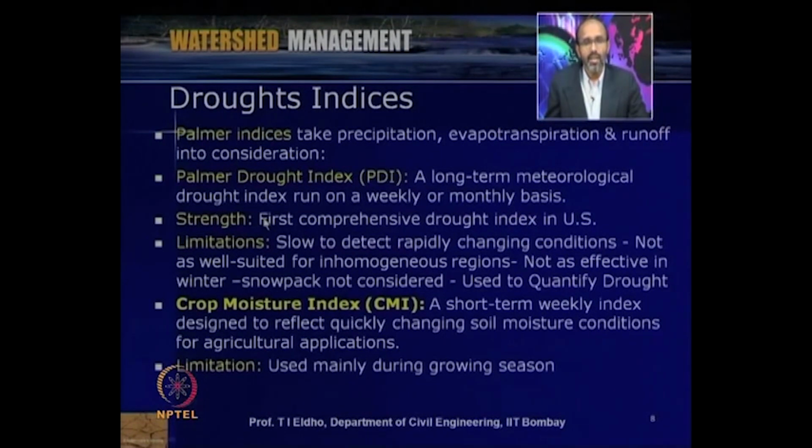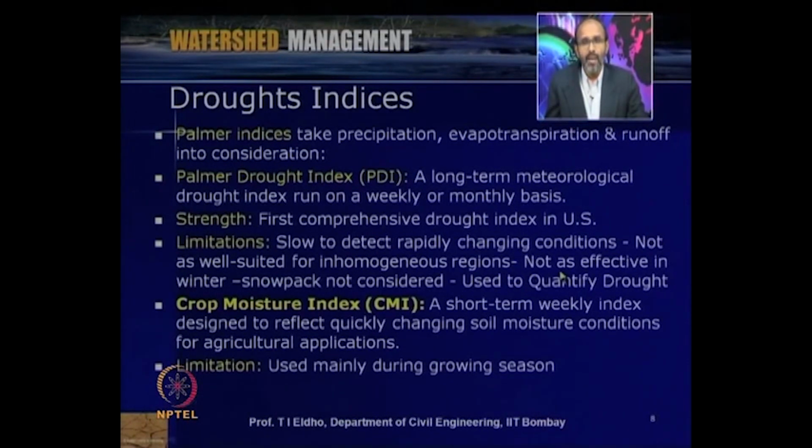So, that way this is one of the earliest types of drought index used for drought analysis, and some of the limitations of this Palmer index are that it is slow to detect rapidly changing conditions and not as well suited for inhomogeneous regions. If the region is homogeneous, then it has been found to be very effective. For inhomogeneous regions, the Palmer drought index has been found to be not so suitable.